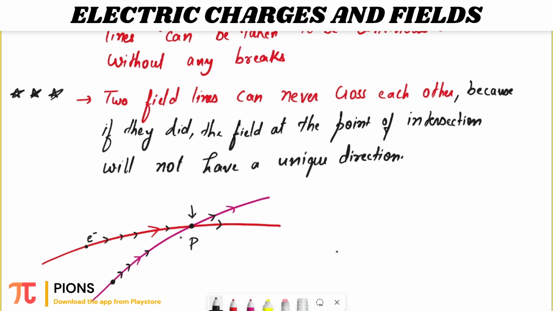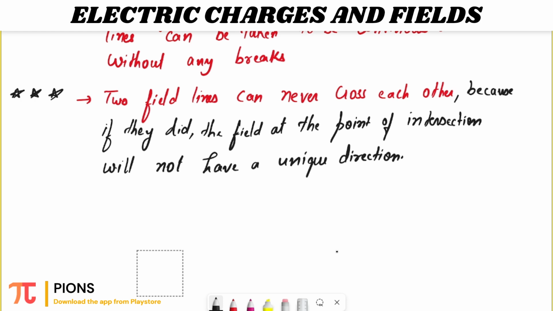Because point P doesn't have a unique direction. Every point should have a unique direction. If a train is moving on the red path, it knows that it will go along this direction. If I release it at any point, I know that it will go along this direction, no other. And if there is a train moving on the pink path, we know that it will move along this direction. But if the train reaches point P, you can't say that it will go along the pink or along the red until you know the past, right? So P does not have a unique direction. Hence, no two field lines can cross each other.